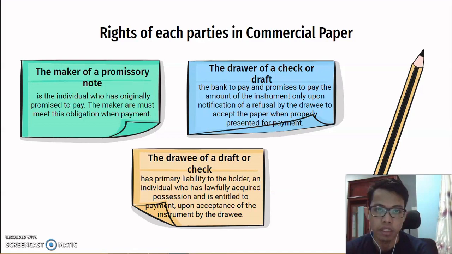The rights and liabilities of each party in commercial paper. First, the maker of a promissory note is the individual who has originally promised to pay. The maker must meet this obligation with payment.